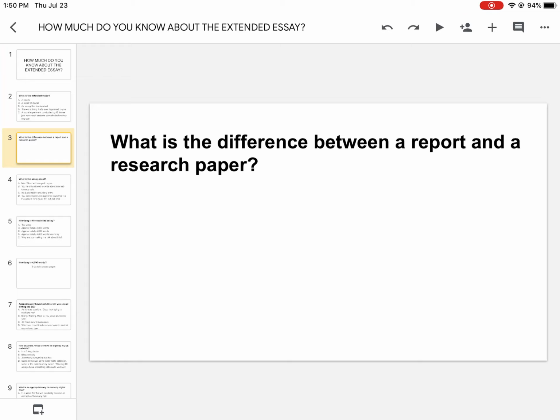A research paper is you using that research to present your own analysis and your own claims. And that's a major difference. And that analysis portion is essential to the extended essay. You won't be able to score well on this assignment unless you have your own analysis.